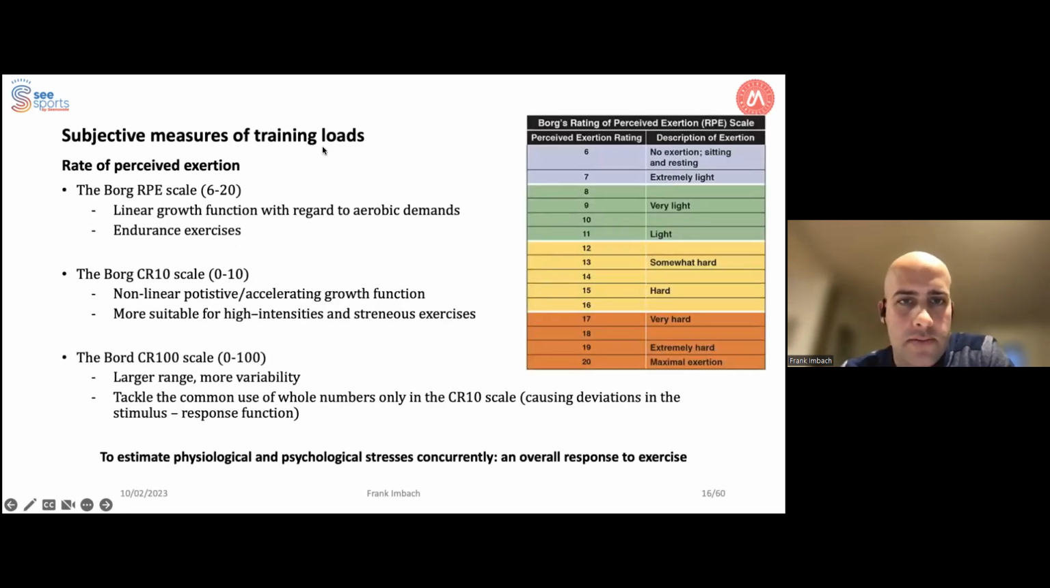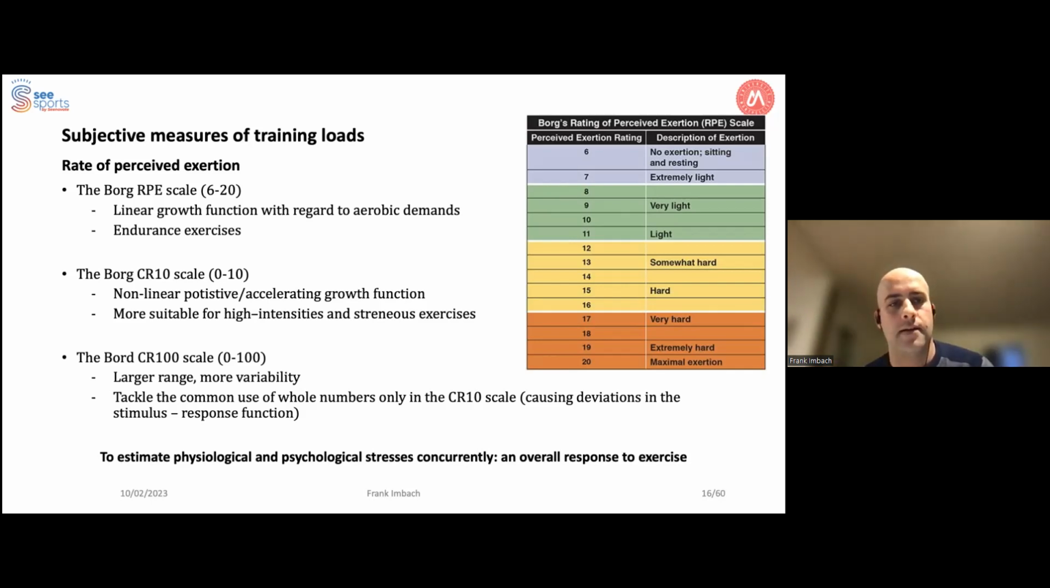So I'm sure most of you know this table, the RPE from Borg, the old one, which is a scale that ranges from 6 to 20. So this is how difficult the exercise was. In terms of function, it's a linear growth function with regard to the demands. So naturally, it's mostly dedicated to endurance exercises.